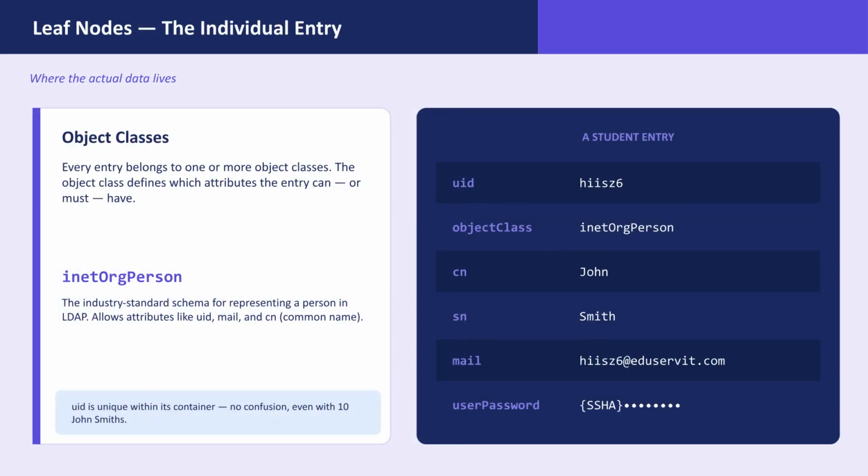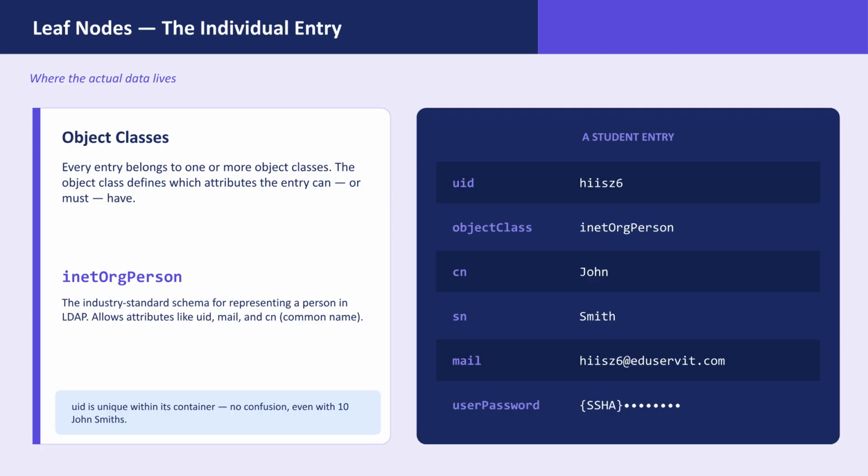At the very bottom of every branch are the leaf nodes. These are the actual data records, the individual directory entries that hold real information. In our example, a student entry might look like this: UID equals HIISZ6, object class, inetOrgPerson, mail, HIISZ6@eduserveit.com. In production LDAP systems, the standard naming attribute for a user entry is UID, which stands for user ID.